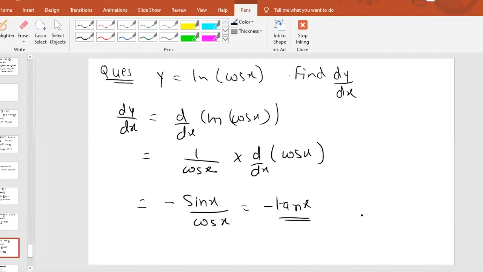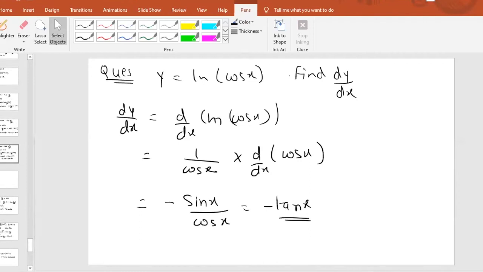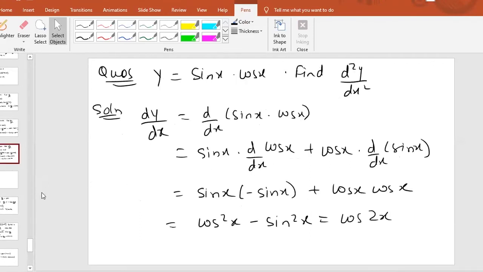Did you all get the answer or not? Minus tan x. Now can we get back to the problem which we were discussing there? This one, y equal to sin x into cos x, find d2y by dx square. Now can you get the answer for this?